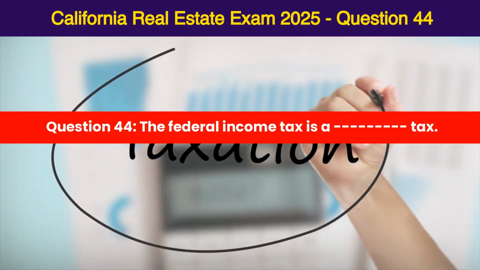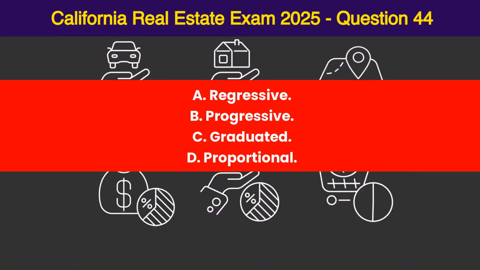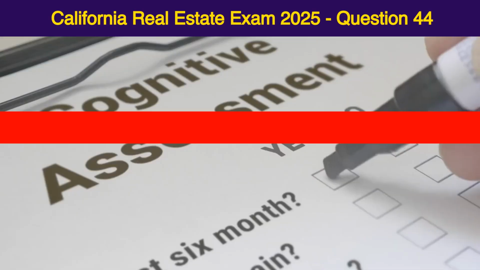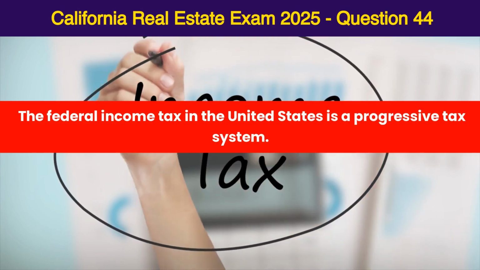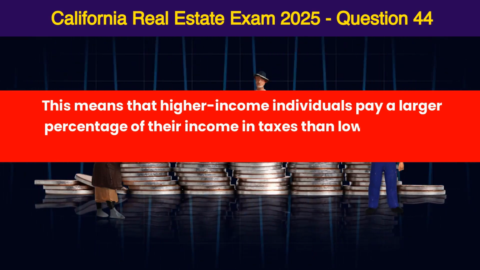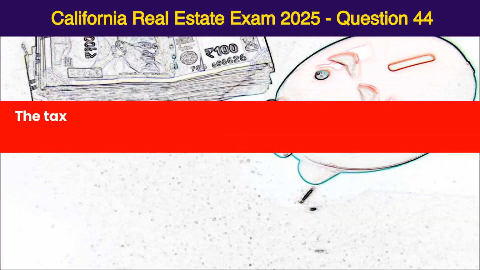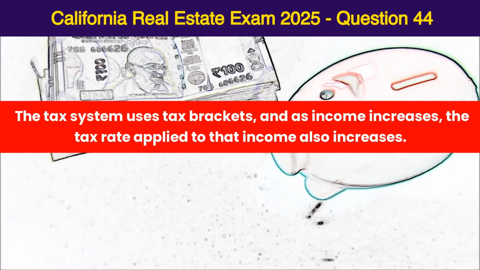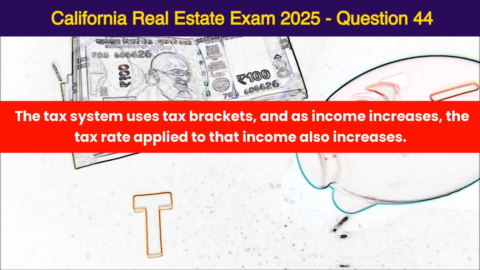Question 44. The federal income tax is a tax. A. Regressive, B. Progressive, C. Graduated, D. Proportional. Correct answer is B. Progressive. The federal income tax in the United States is a progressive tax system. This means that higher income individuals pay a larger percentage of their income in taxes than lower income individuals. The tax system uses tax brackets, and as income increases, the tax rate applied to that income also increases.